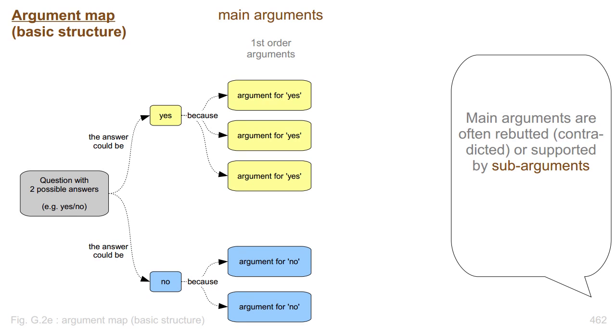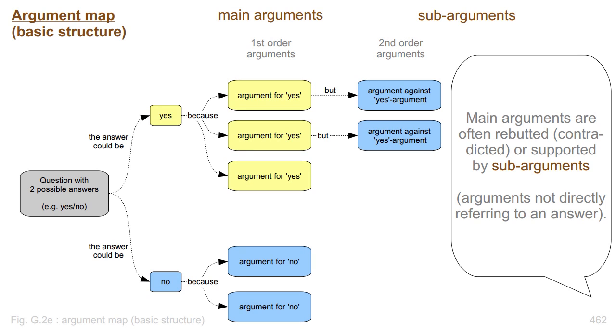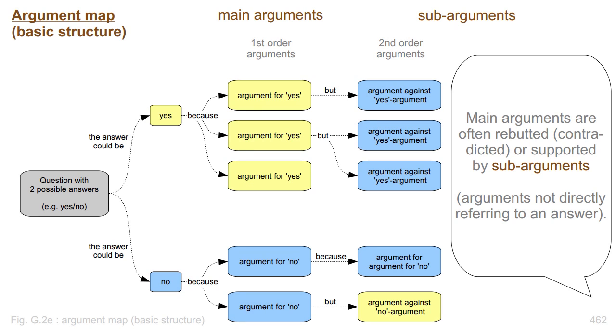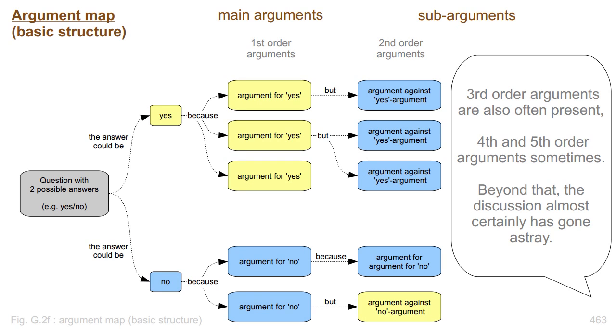Main arguments are often rebutted, contradicted or supported by sub-arguments. Arguments not directly referring to an answer. Third order arguments are also often present. Fourth and fifth order arguments sometimes. Beyond that, the discussion almost certainly has gone astray.